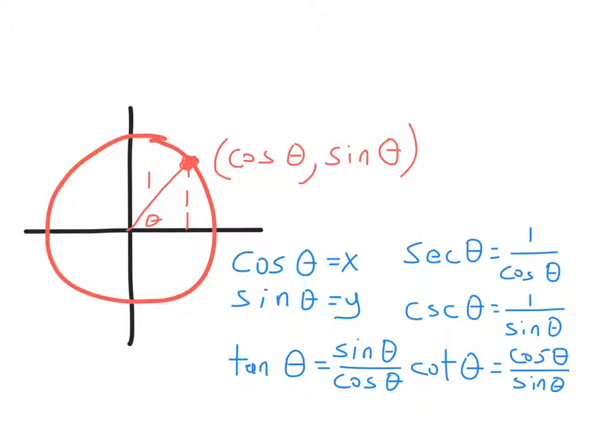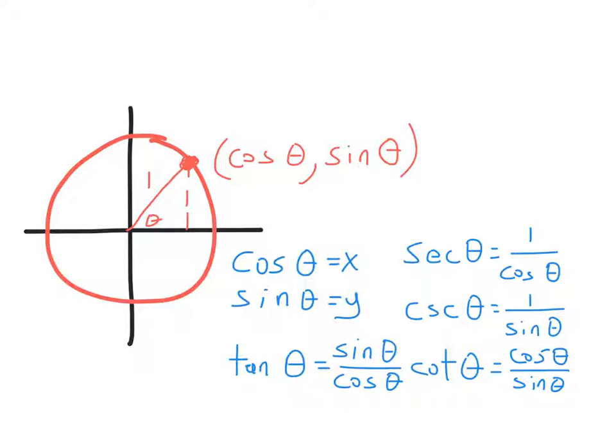And then, using our reciprocal definitions, we get that secant of theta is just 1 divided by the cosine of theta. Again, it's cosine's reciprocal. Cosecant of theta is 1 divided by sine of theta because it's sine's reciprocal. And then cotangent of theta is cosine of theta divided by sine of theta because cotangent is tangent's reciprocal.